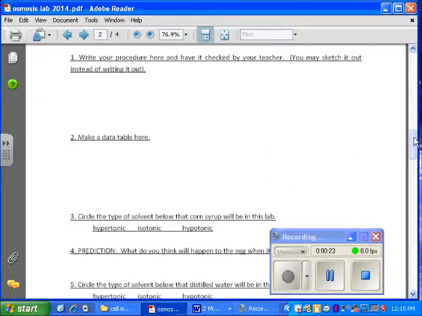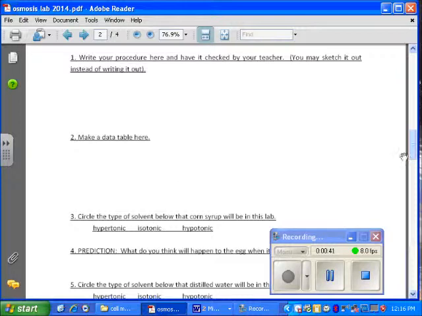The first thing to do is to write your procedure. When you watch the video of the procedure, you can write that down. Basically, we're taking eggs that I've already taken the shell off of, and you're going to weigh the eggs, put them in beakers, and in one beaker you put corn syrup, and in the other beaker you put distilled water.